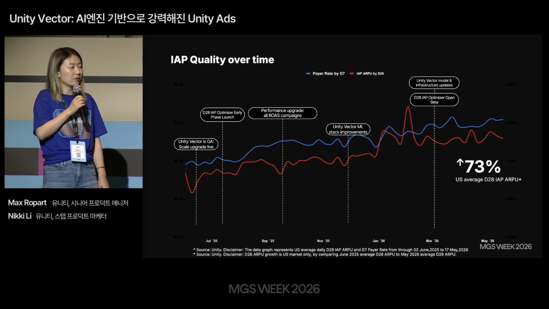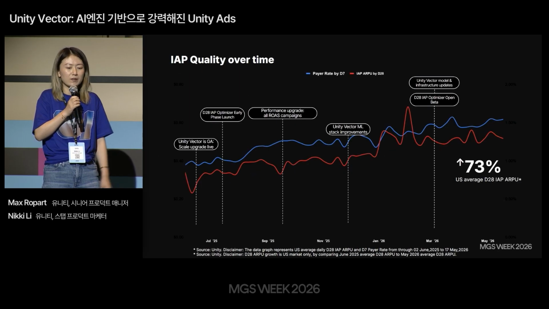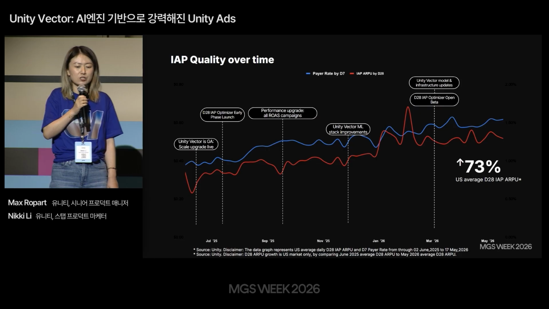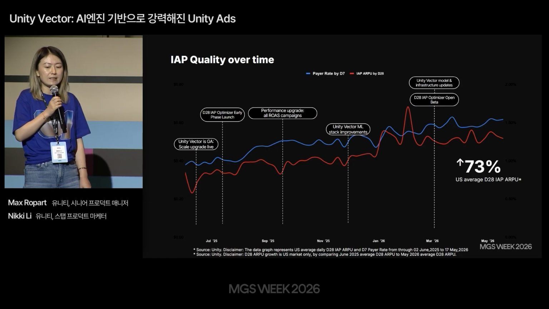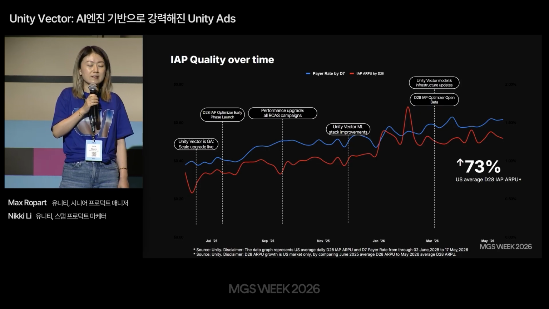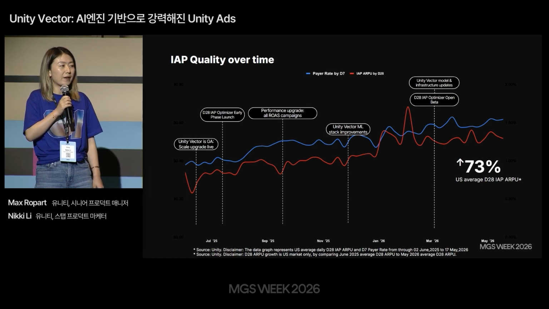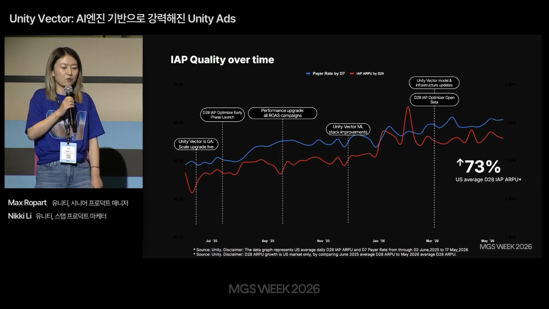So after scale, the natural question is, how about the quality? What quality is the scale bringing to us? This is where Vector's continuous model improvements show up. Across every key indicator, the trend is consistently positive. The payer rate is up, payer volume is growing, and ARPU is improving. The standout is D28 IAP ARPU in the US, which grew 73% over a year.